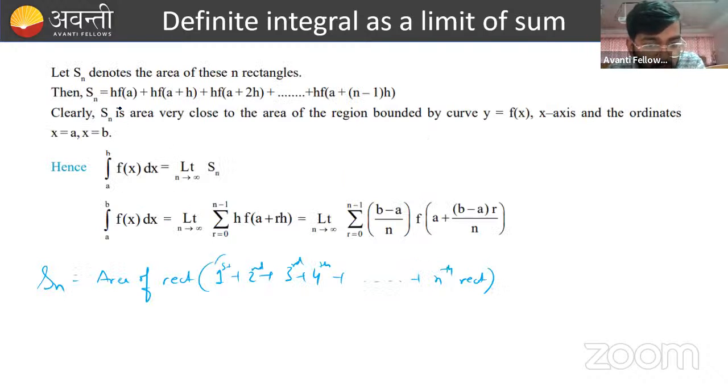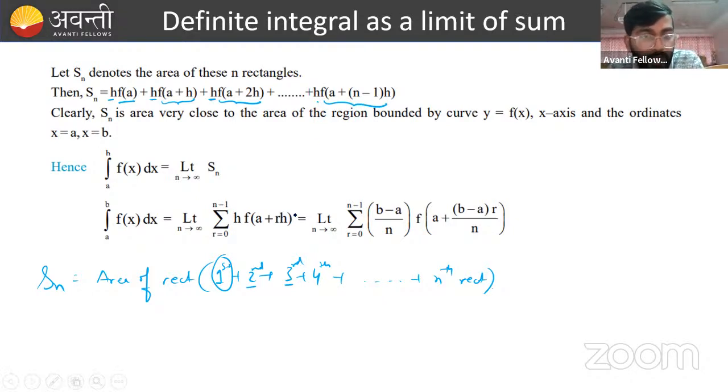See, the area of the first rectangle can be written as the breadth into the height, h times f of a. The area of the second rectangle can be written as breadth into the height, h times f of a plus h. The area of the third rectangle can be written as h times f of a plus 2h. What are these things? These are the functional values which determine the height of each rectangle. So like this, we will go until h times f of a plus n minus 1 times h.